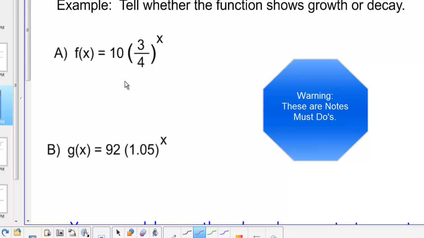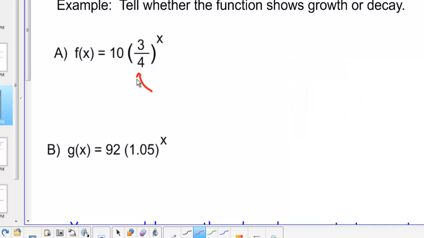All right, let's take a look at this. Tell whether the function shows growth or decay. For this one, f of x equals 10 times 3/4 to the x. Since 3/4 is between 0 and 1, our base is between 0 and 1, this is going to be what? You fill in the blank there.